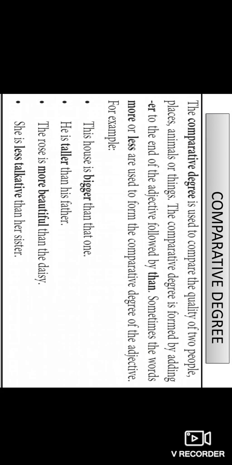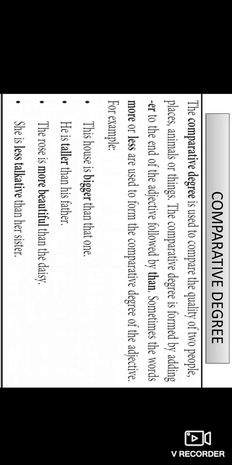Okay children, next coming to the comparative degree. The comparative degree is used to compare the quality of 2 people, places, animals or things. The comparative degree is formed by adding er at the end of the adjective followed by than. Sometimes the words more or less are used to form the comparative degree of adjectives. The house is bigger than that one. He is taller than his father. The rose is more beautiful than this daisy. She is less talkative than her sister.